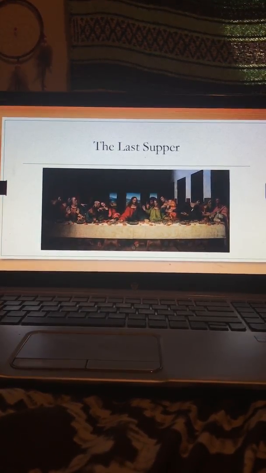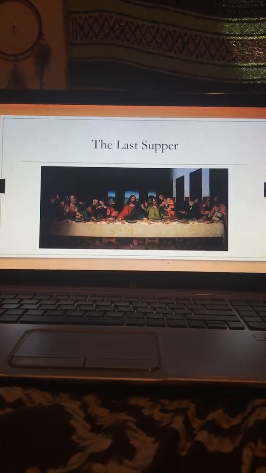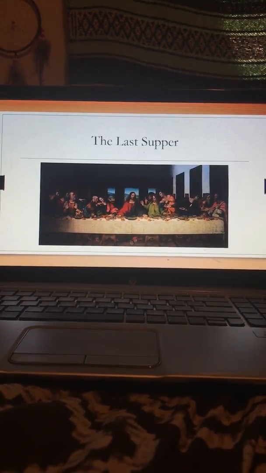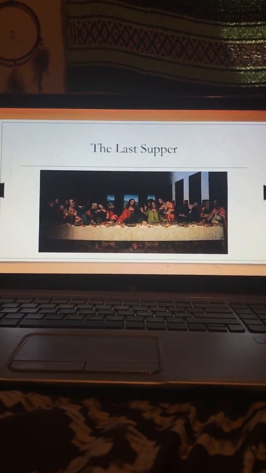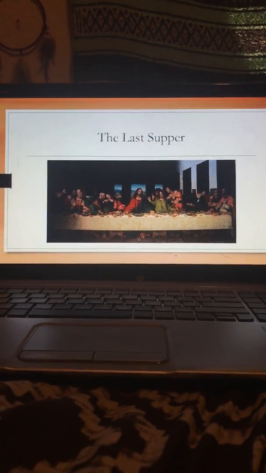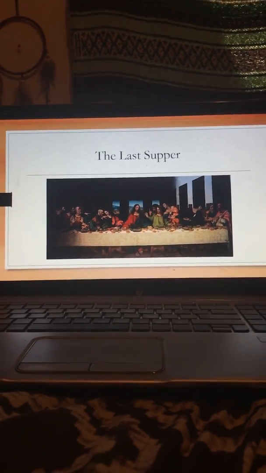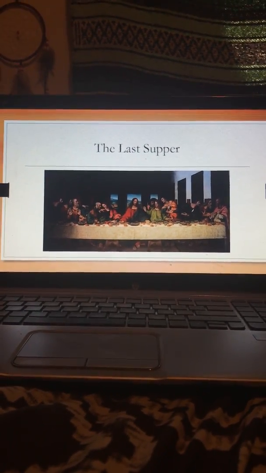This is also classic humanism, representing a biblical scene as just regular people of the time. This is Jesus' last meal before he is betrayed by Judas and then crucified. He is surrounded by his disciples. This is one of the most well-known pieces in the world.